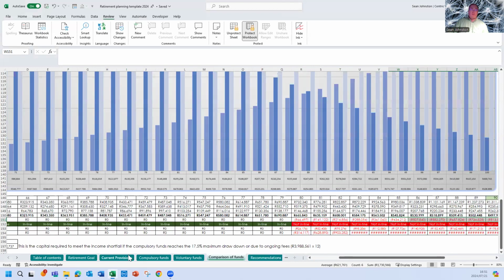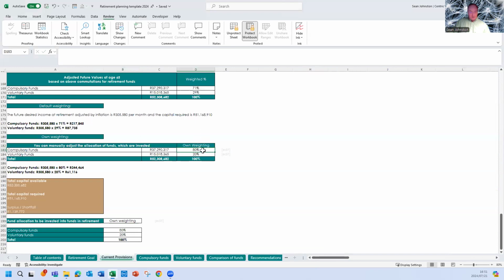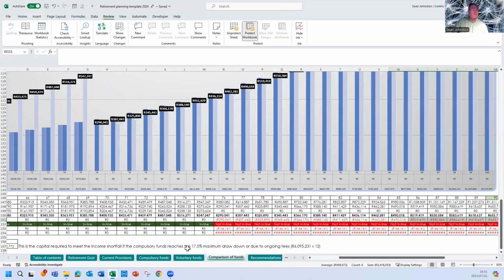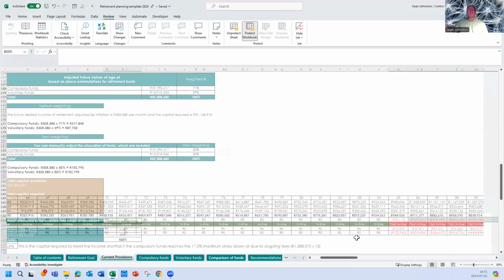Okay, that's not a bad decision there. My bad. So now let's put in 50-50. I know this is probably a terrible one. Let's have a look. Yeah, terrible. So let's just go back to default. Default weighting. And leave it on that.